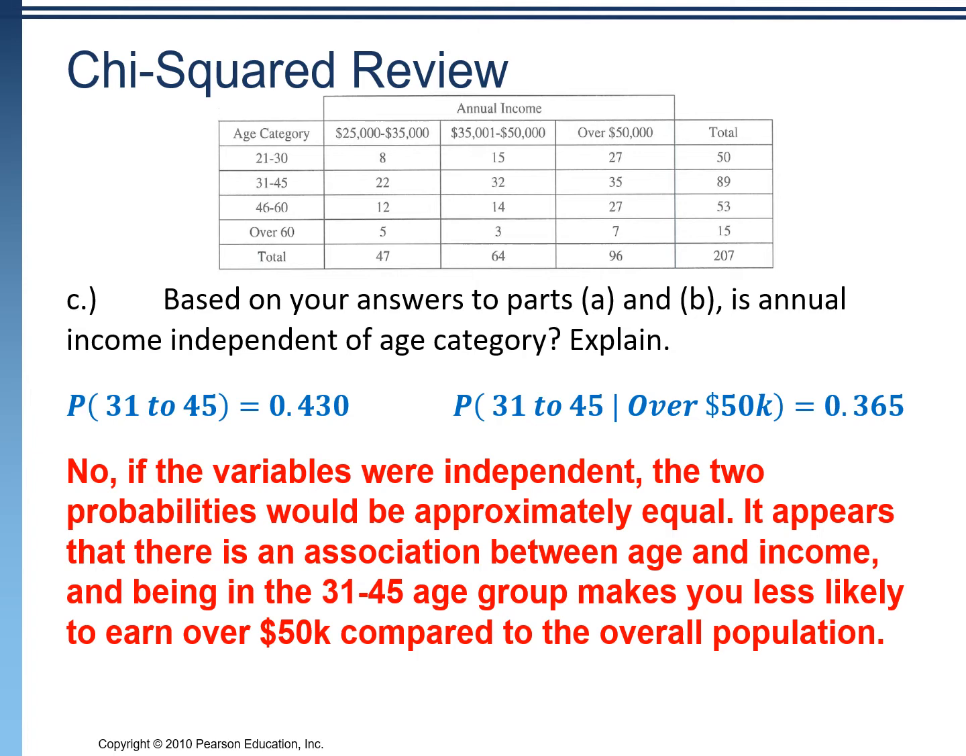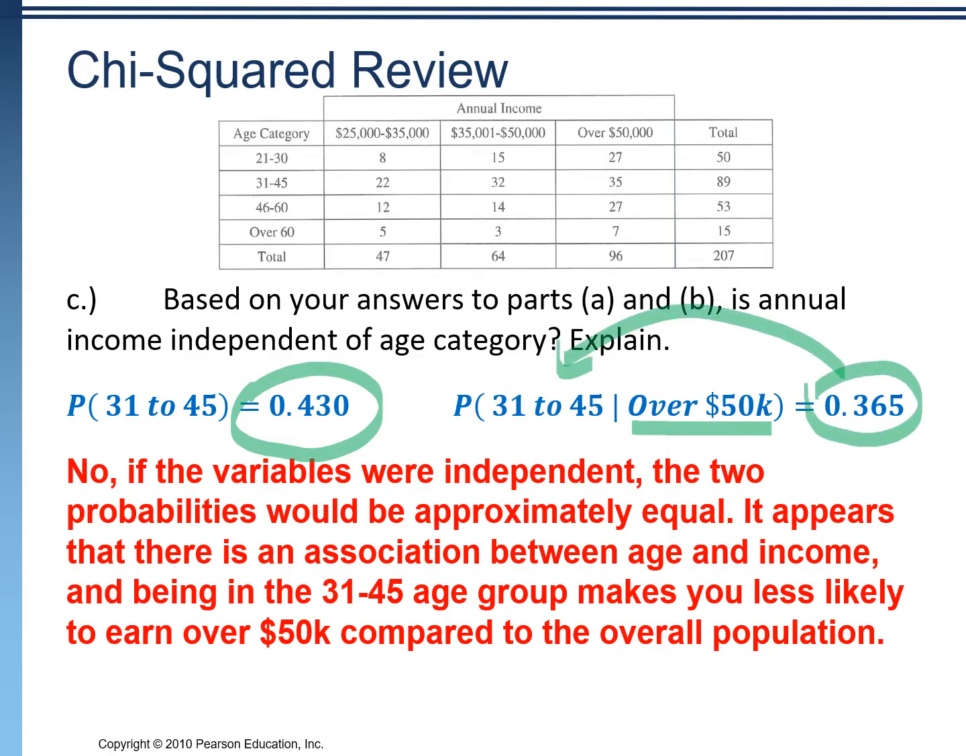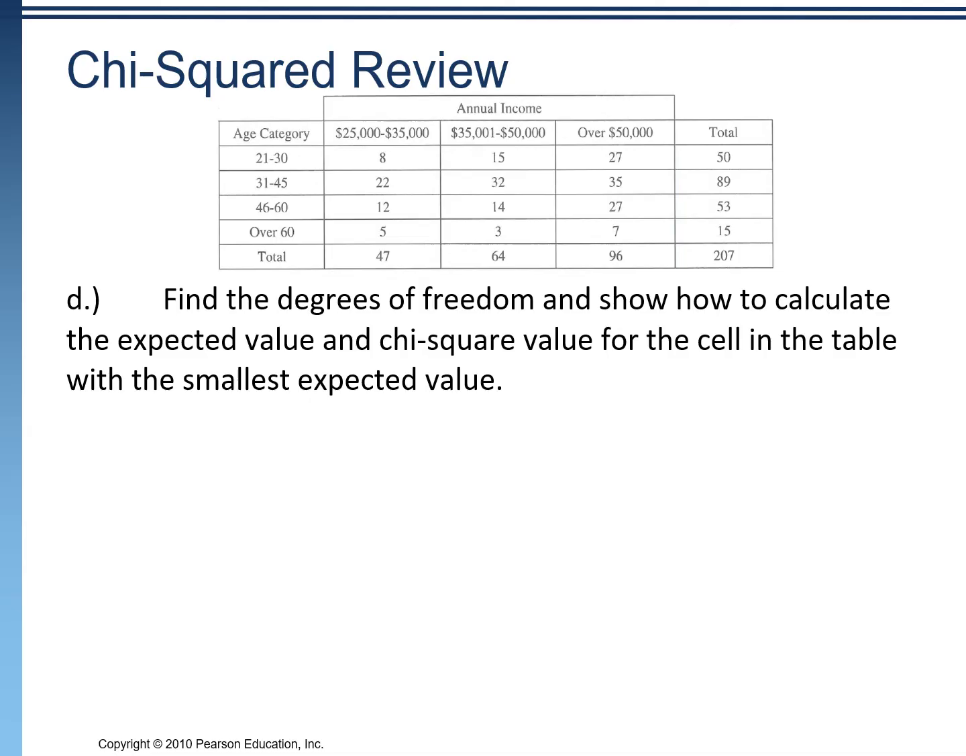So the overall population, 43% are in that 31 to 45 age group. However, once we look at only people who make over 50,000, only 36.5% are in that same 31 to 45 age group. So you're less likely to be in this age group if you make over 50,000, at least compared to the overall population. Now we can answer that independence question with a hypothesis test, which we're going to do on the next slide. But before we do that, let's just refresh on how certain components in that test are calculated.